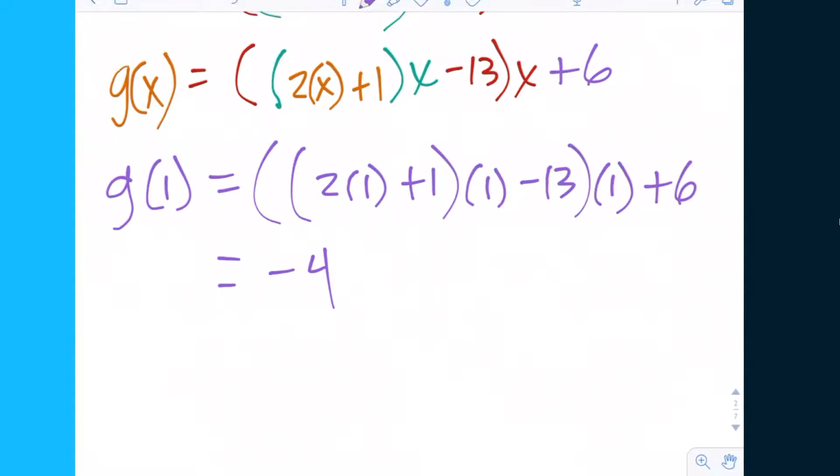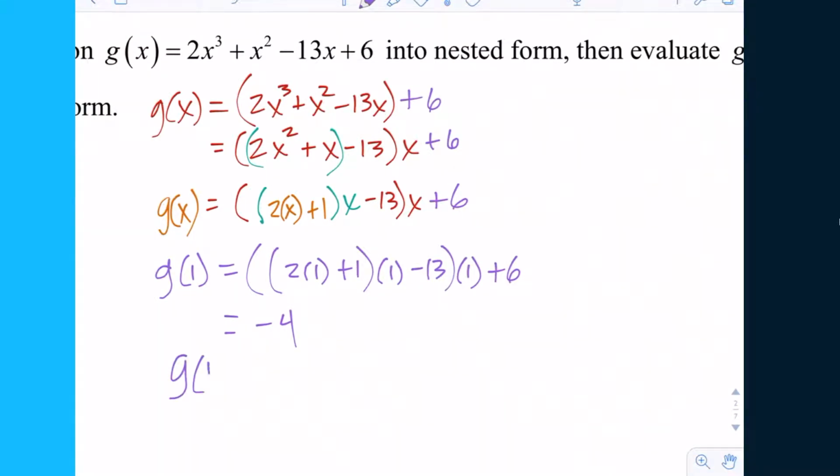And it's an aggregate number. We're changing it as we go. We're not having to memorize anything. Now, if we were to plug it into the original problem, let's verify that it's the same. That's called synthetic substitution or nested form substitution.